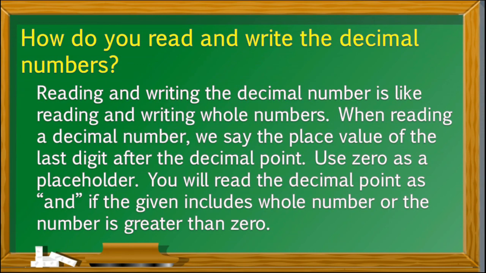How do you read and write the decimal numbers? Reading and writing the decimal numbers is like reading and writing whole numbers. When reading a decimal number, we say the place value of the last digit after the decimal point. Use 0 as a placeholder. You will read the decimal point as "and" if the given includes whole number or the number is greater than 0.